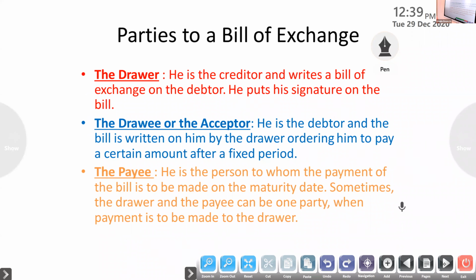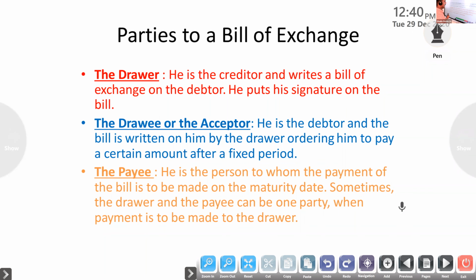Next, parties to a bill of exchange. There are three parties: the drawer, the drawee or acceptor, and the payee. It is very important because we have to write the journal entries in the books of the drawer and drawee. The payee is sometimes the endorsee. First, the drawer: who is writing the bill is the seller, the creditor, and he writes a bill of exchange on the debtor. He puts his signature on the bill. The person who writes the bill is known as the drawer.